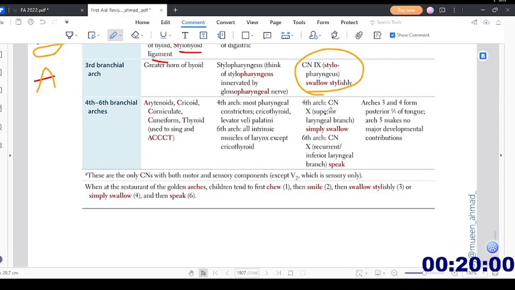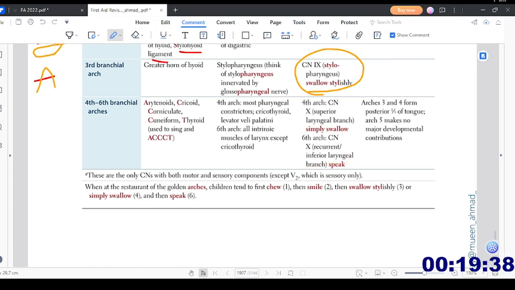The fourth arch nerve is equal to CN10, that is the superior laryngeal nerve, simply swallow. And the sixth arch will give rise to the recurrent inferior laryngeal nerve, that is allowing for the speaking process. So for CN10, the superior laryngeal branch helps to swallow, and the sixth arch, that is CN10, the recurrent inferior laryngeal nerve, helps to speak.